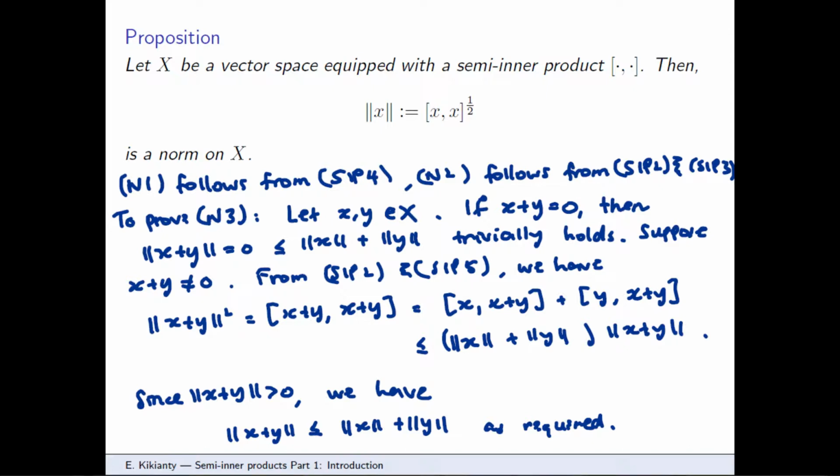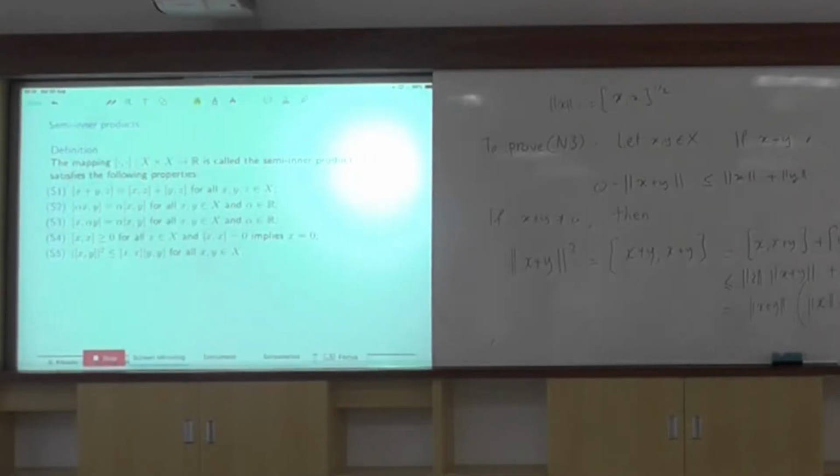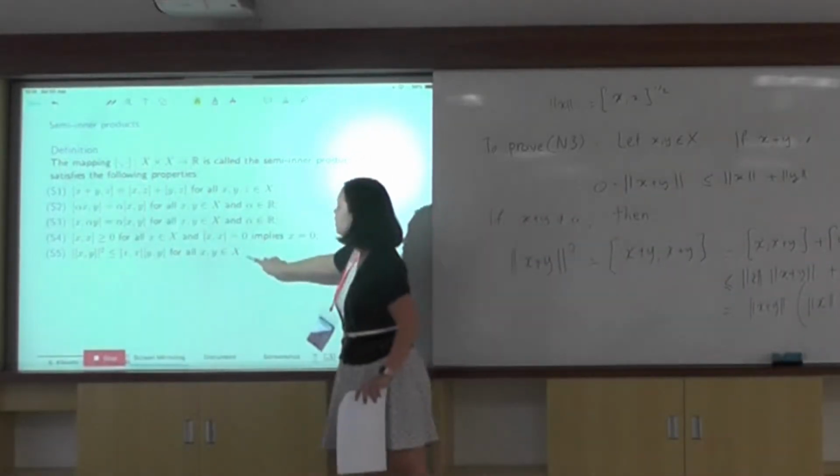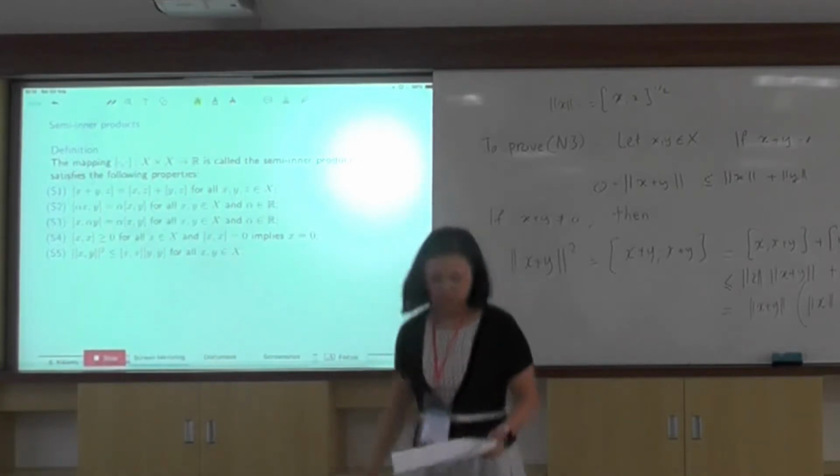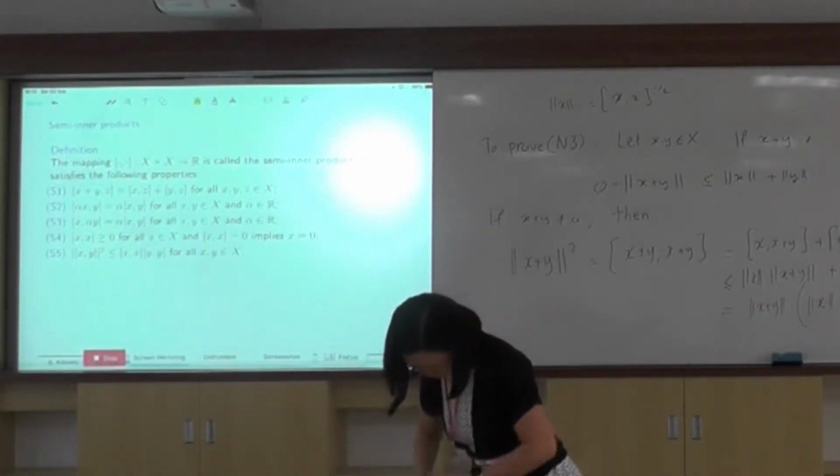So the behavior is kind of like what Hendra said yesterday. The triangle inequality usually follows from the Cauchy-Schwarz inequality. So this is essential to be in the axiom. Okay.